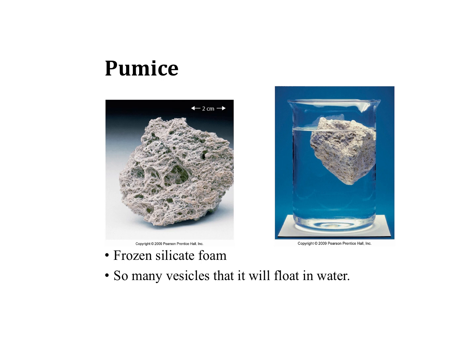Pumice, by the way, is very easy to identify because it has so many holes in it, so many vesicles that are filled with air, that it will actually float in water. There's more air than there is rock.